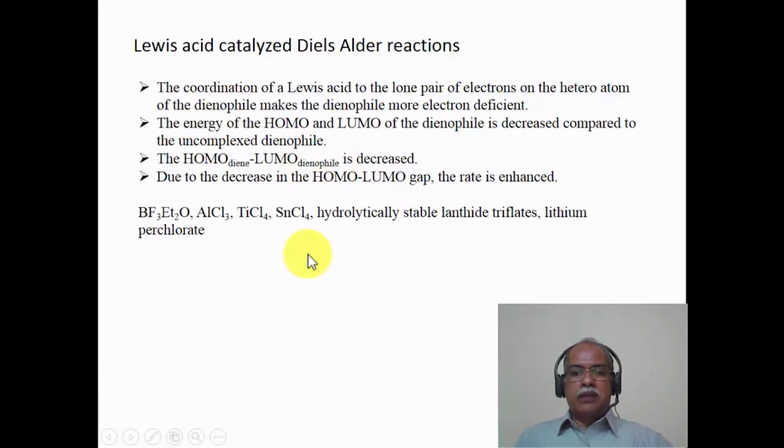The commonly used Lewis acids are boron trifluoride, aluminum chloride, titanium tetrachloride, tin tetrachloride, for example, or hydrolytically stable lanthanide triflates such as scandium triflate or ytterbium triflate and so on. Lithium perchlorate has also been used as a Lewis acid in many Diels Alder reactions.